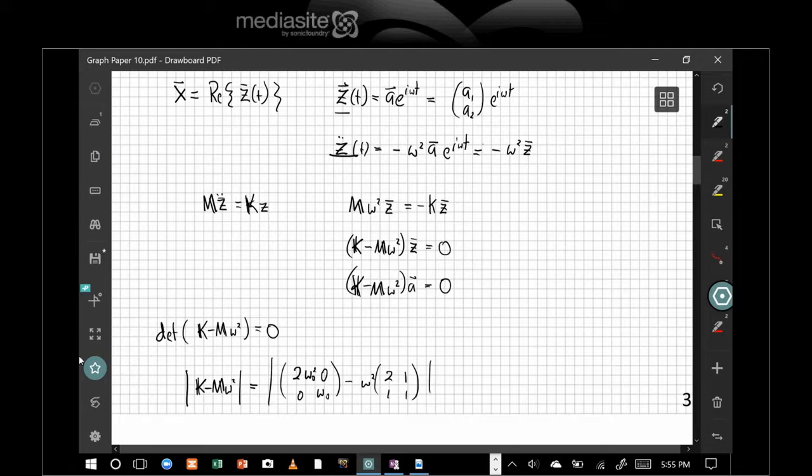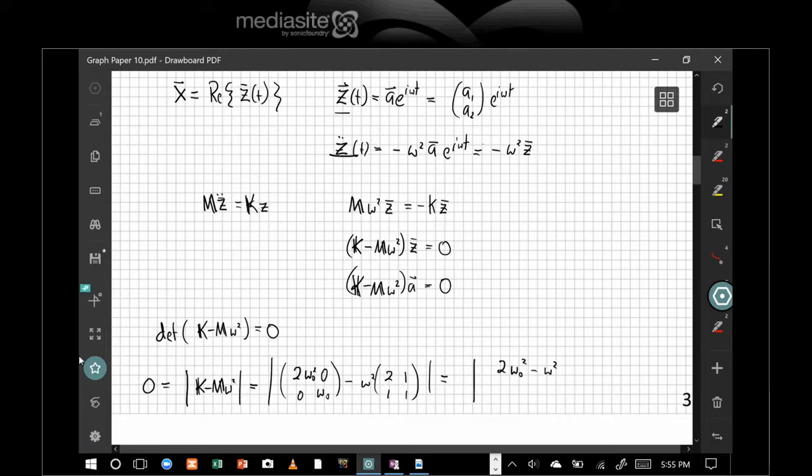Okay, I'm going to subtract those and take the determinant. I'll set the determinant equal to 0. So 0 is equal to the determinant of that. That's going to give me the determinant of 2 omega naught squared minus omega squared.